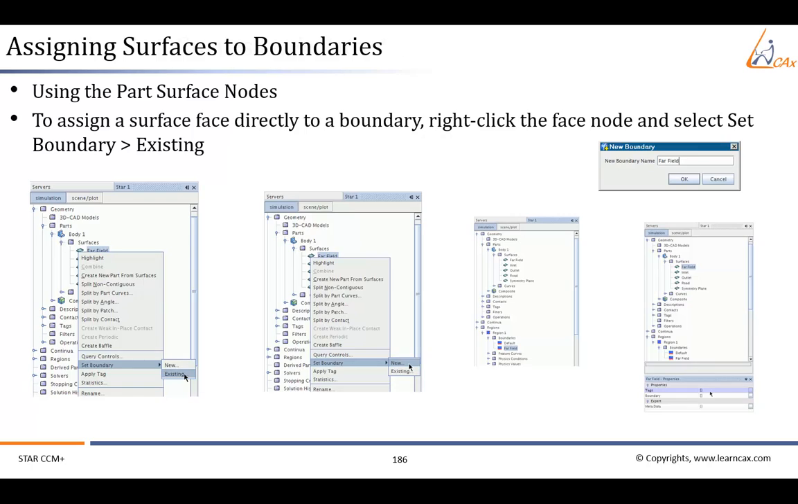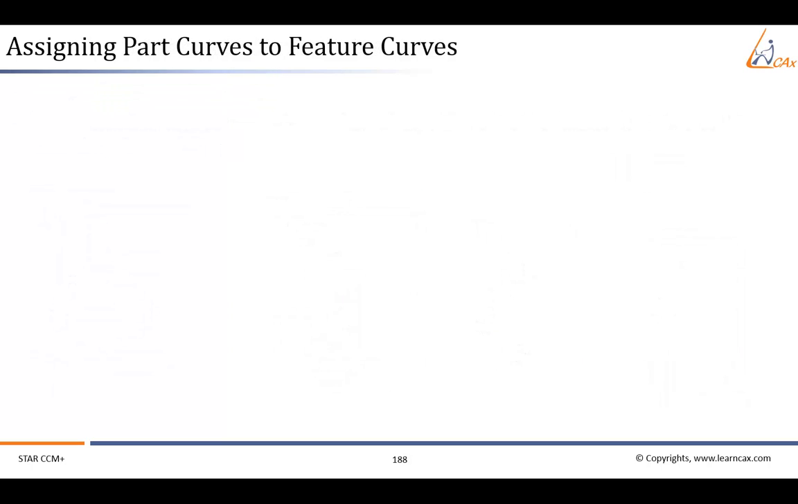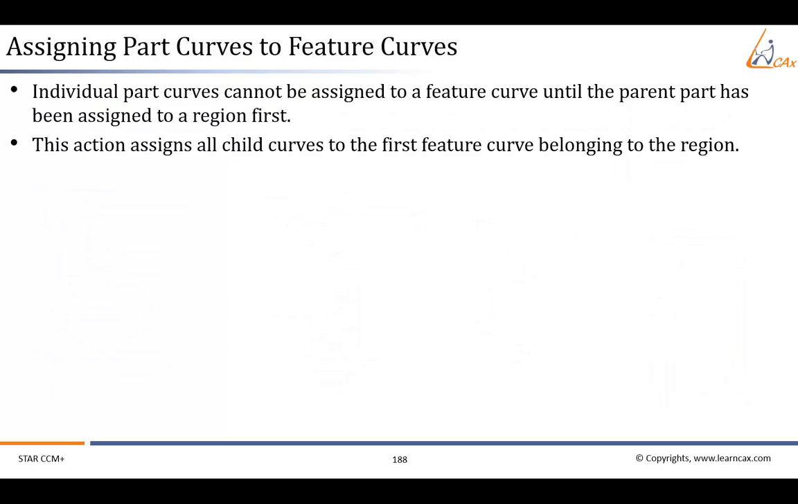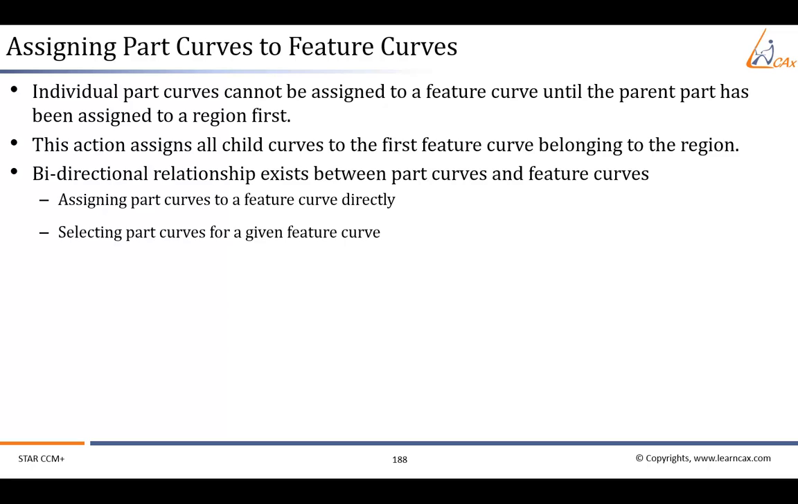Similar to surfaces, part curves should also be assigned to feature curves. Individual part curves cannot be assigned to a feature curve until the parent part has been assigned to a region first. As such, there are two different methods by which the part curve feature curve relationship can be established: by assigning part curves to a feature curve directly, and by selecting part curves for a given feature curve. Either or both methods can be used to define the desired arrangement between part curves and feature curves.